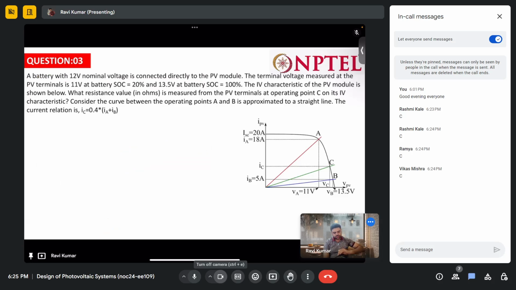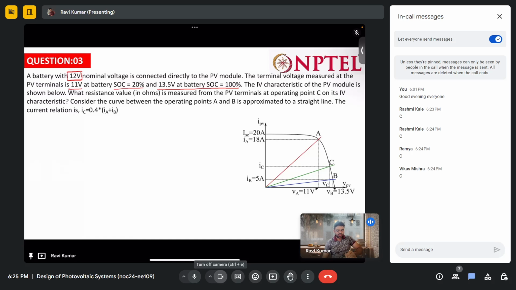Now let's move to the next question. This is a very simple question. It says a battery with a 12 volt nominal voltage is connected directly to a PV module. Directly connected. The terminal voltage measured at the PV terminal is 11 volt at SOC 20% and 13.5 volt at SOC, the state of charge, 100%. The IV characteristic of a PV module is shown below.